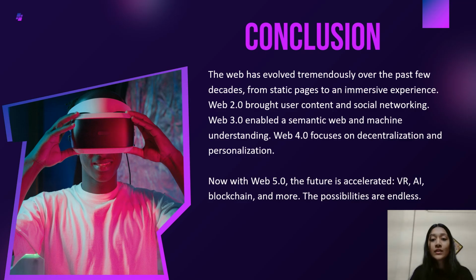So, in conclusion, the web has evolved tremendously over the past few decades, from static pages to an immersive experience. Web 2.0 brought user content and social networking. Web 3.0 enabled a semantic web and machine understanding. Web 4.0 focuses on decentralization and personalization. And now the upcoming web is Web 5.0, which will include VR, AI, blockchain, and more. So the possibilities are yet more.